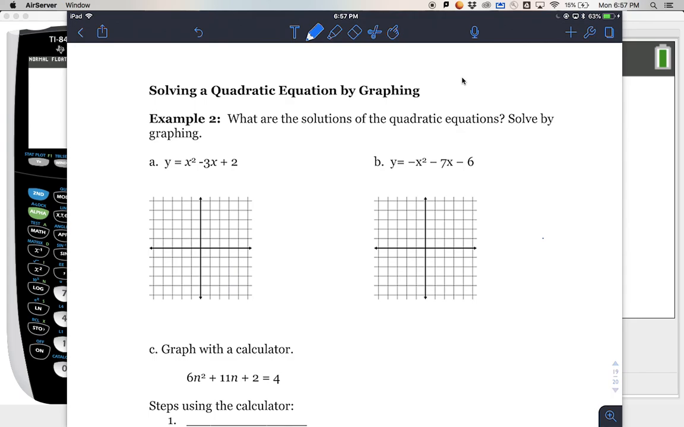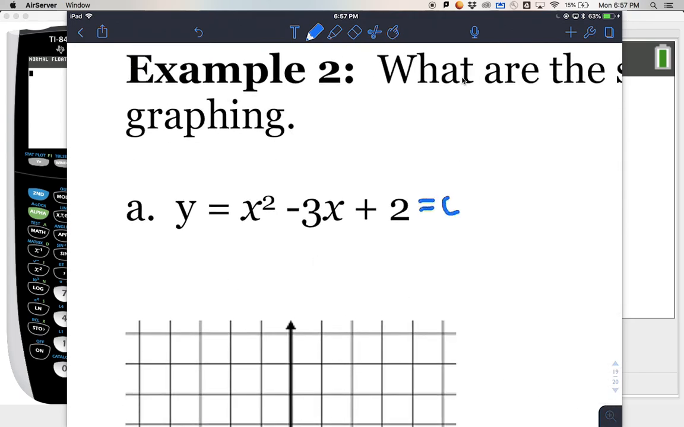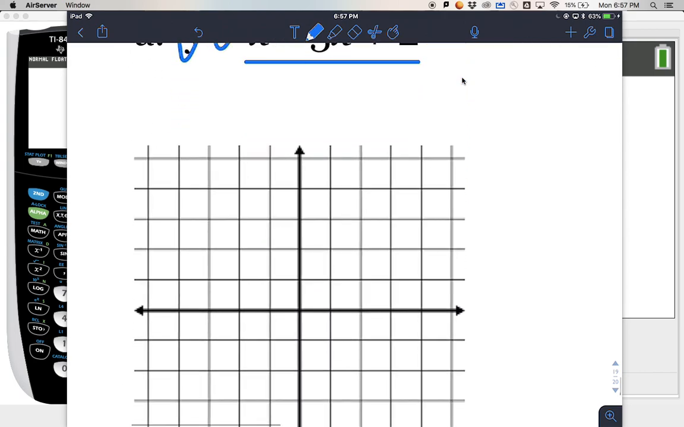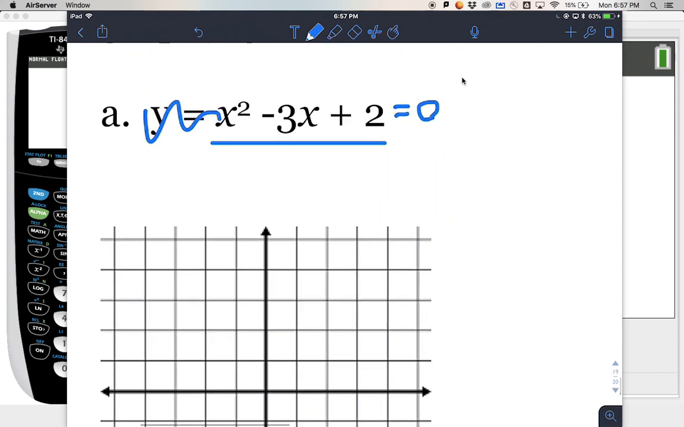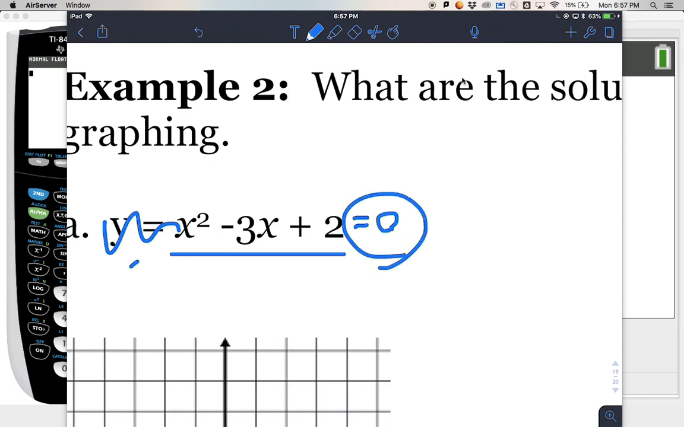All right, now actually one little thing here. I think these are actually technically supposed to say equals 0 real quick. So I'm going to scratch out that right there. But really, if we're going to solve by graphing, we're going to type that x squared minus 3x plus 2 into our graphing calculator. And then we're going to look specifically on the graph at the x-intercepts. Wherever it crosses the x-axis is when the y value equals 0 right there.